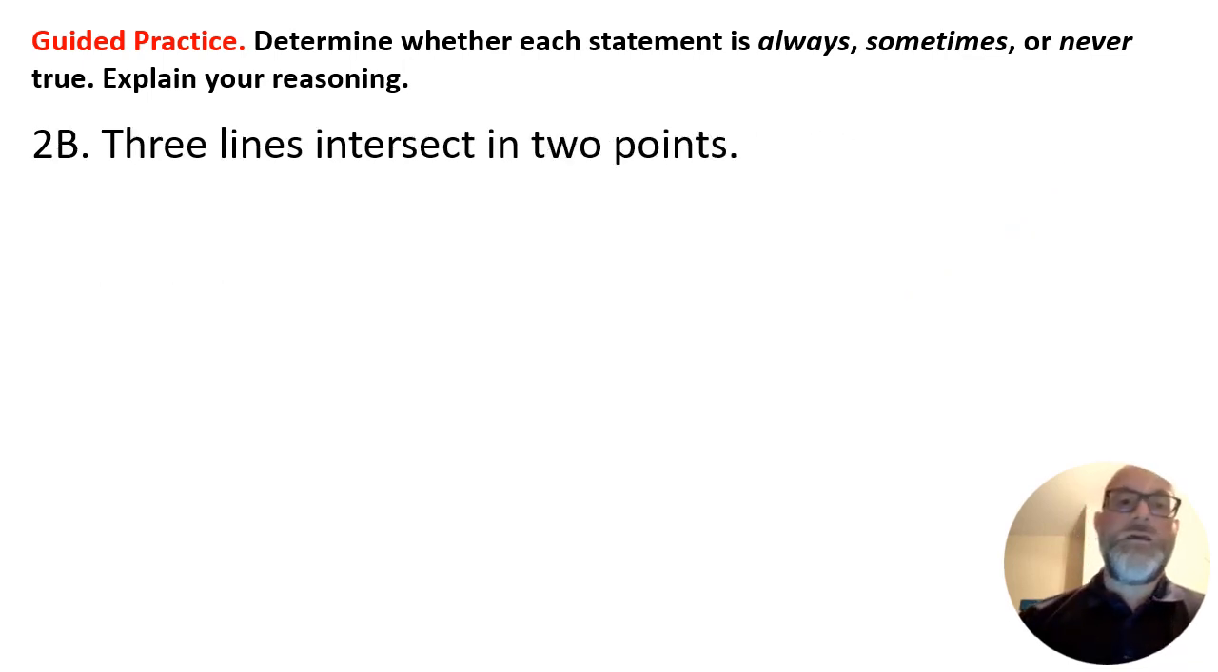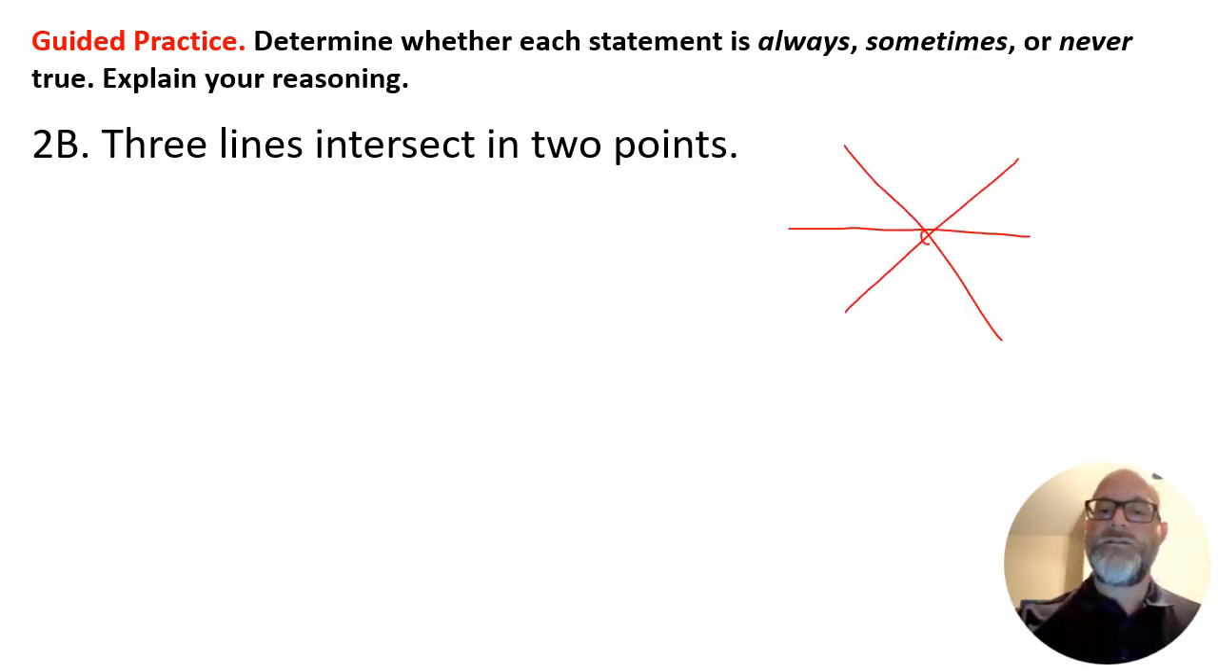Try this on your own. Come back. Three lines intersect in two points. Is that always, sometimes, or never true? Well, it depends what diagram you have in your head. What they're getting at is something like this. All three lines intersecting at a point.